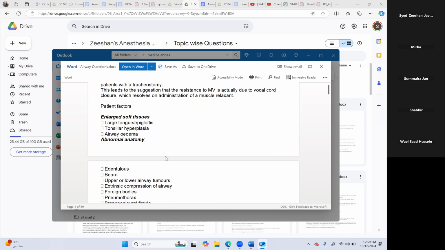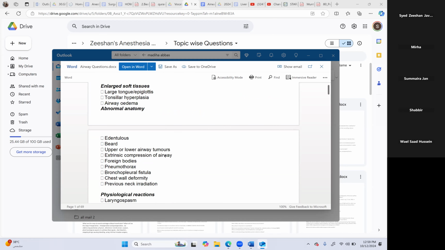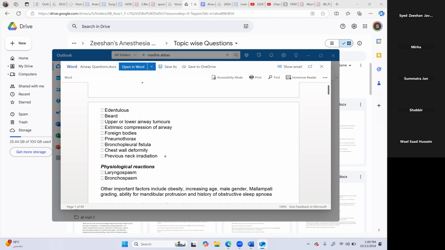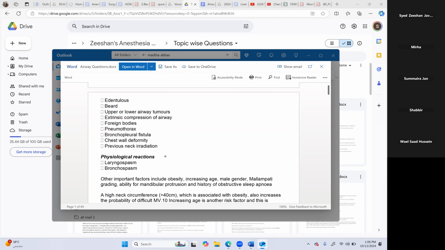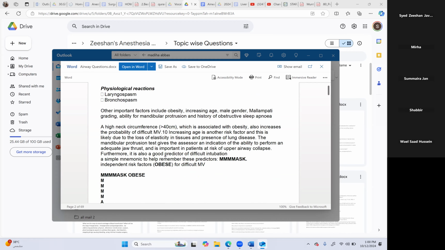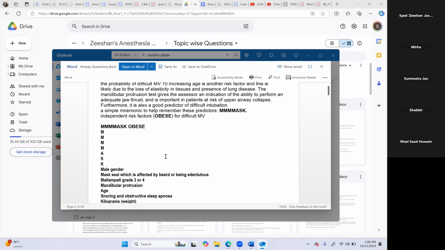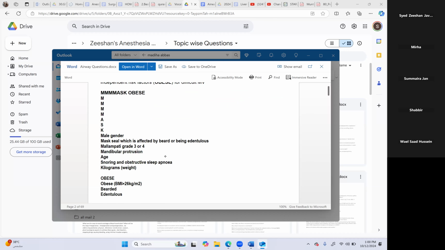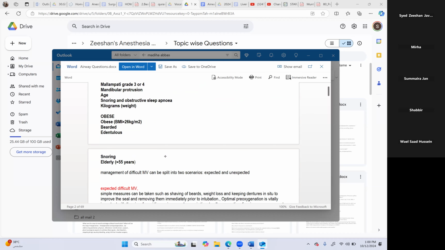Okay, so for mask ventilation: large tongue, epiglottis, tonsillar hyperplasia, history of OSA, edentulous, beard, upper and lower airway tumors, extrinsic compression of the airway, foreign bodies. In these cases you will have problems in mask ventilation. Either in laryngospasm or bronchospasm, you will also have problems. High neck circumference, male gender, mask seal with a beard, these are all factors for difficult mask ventilation.